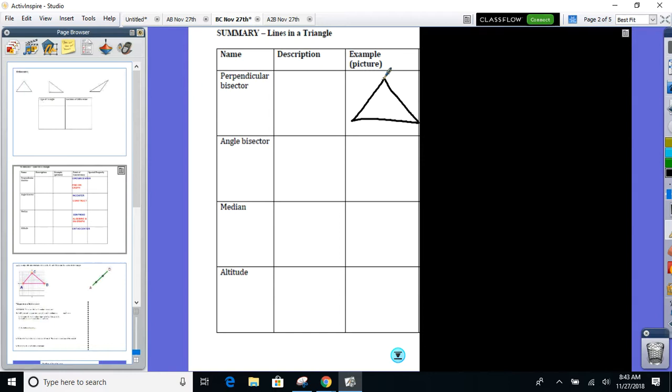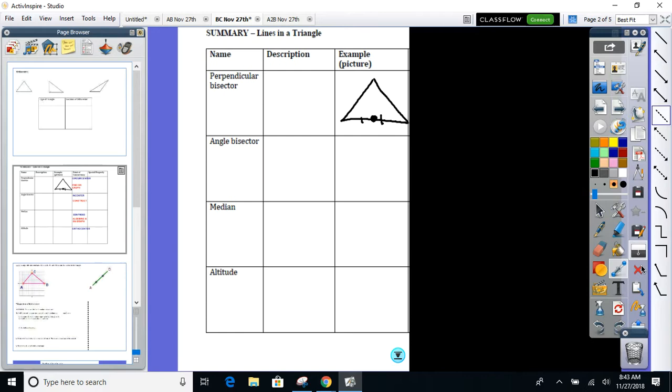This is the only one out of the four that has to start at a vertex. Perpendicular bisector does not. But it does have to go through the what of the side? Midpoint, and it's got to be obviously perpendicular. But again, I prefer you draw one where it doesn't come from the vertex.